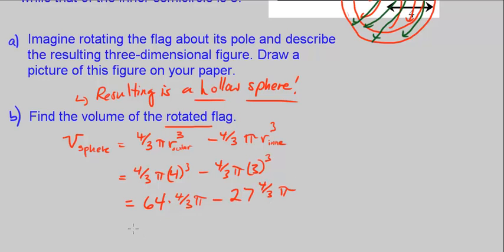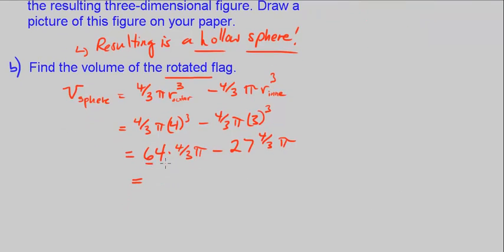All right, so these are both in the units of 4/3 pi, so I can go ahead and subtract those. 64 minus 27 is going to be 37, 4/3 pi. And now I can go ahead and multiply 37 times 4, because that's really 37 over 1. 37 times 4 is 143, I believe. So it's 143 pi over 3, and that would be units cubed.